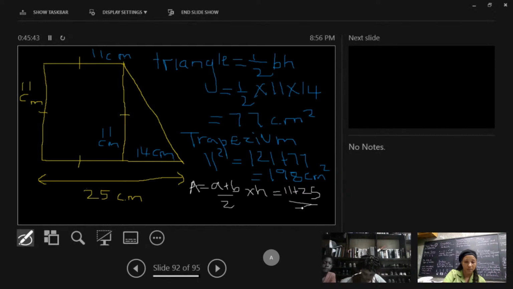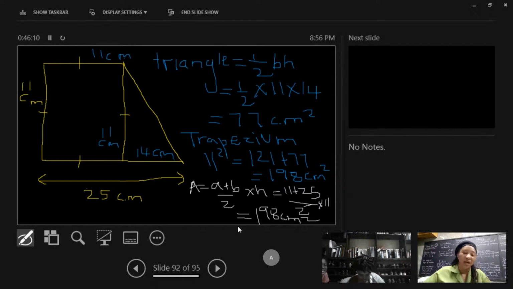So 11 plus 25 is 36, and 36 divided by 2 is 18. And 18 times 11 is 198 centimeters squared. So we get back the 198, right? Yes, miss. Okay. To be honest, this one was actually quite easy. Yeah, it's too easy. Why did I give you that easy one, though?